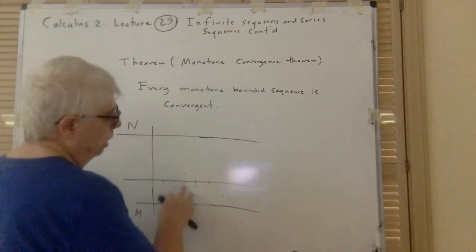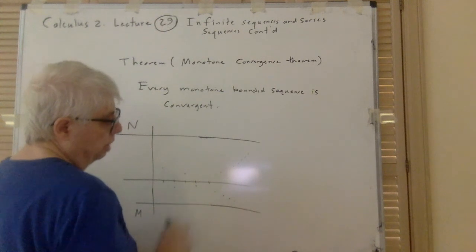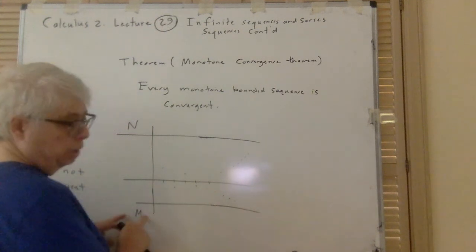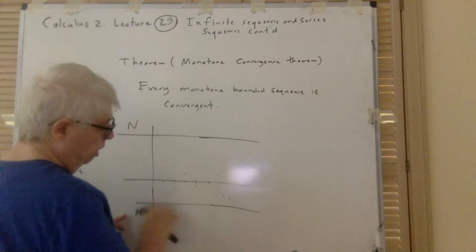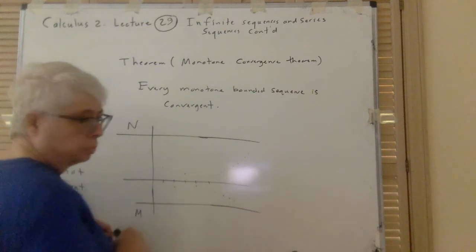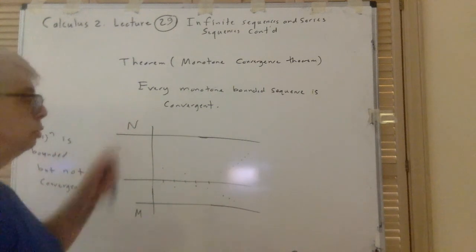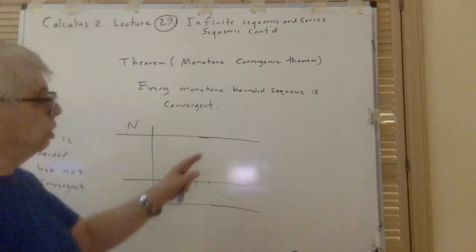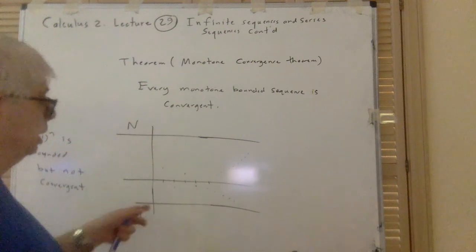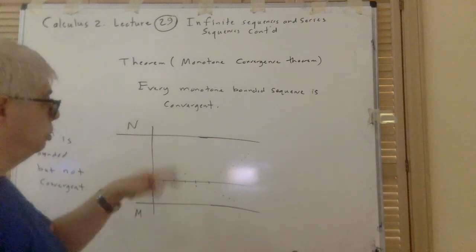So if this happens or this happens, then it has a limit. I'm not saying that the limit is m or n, but the limit, in fact, is between these two. It can be this one or this one, depending on whether it goes up or down. But in any case, we can show that it is between these two bounds.